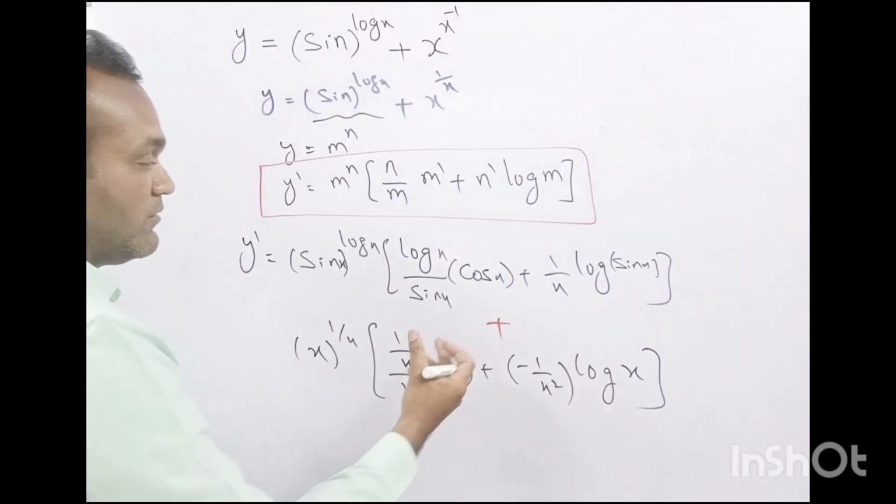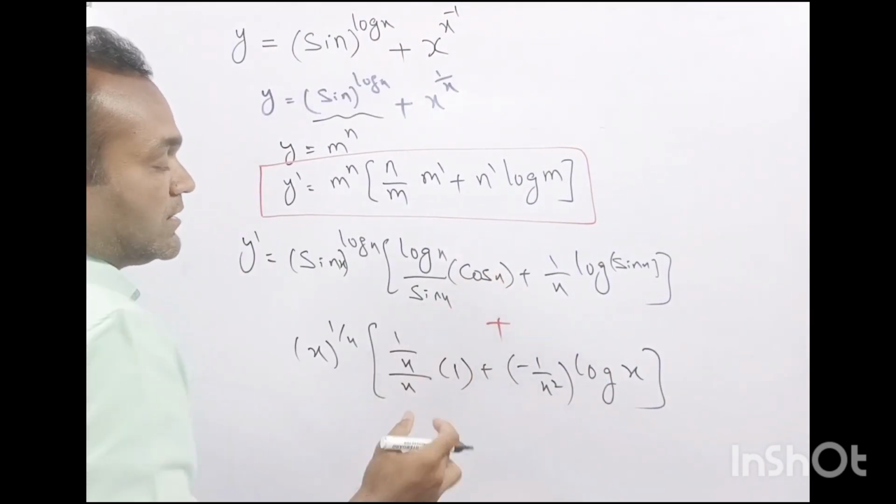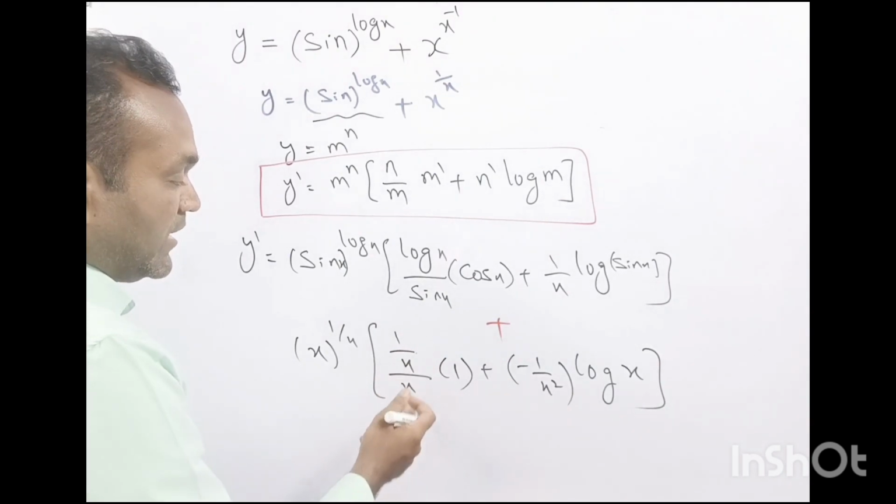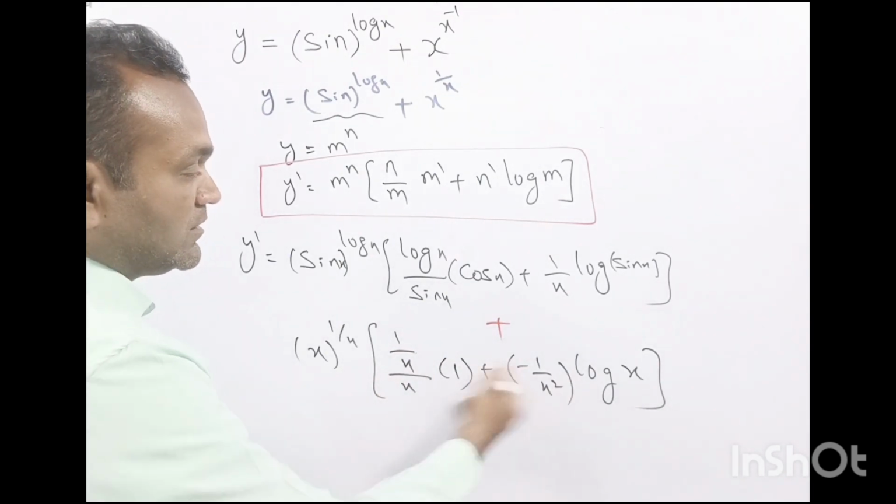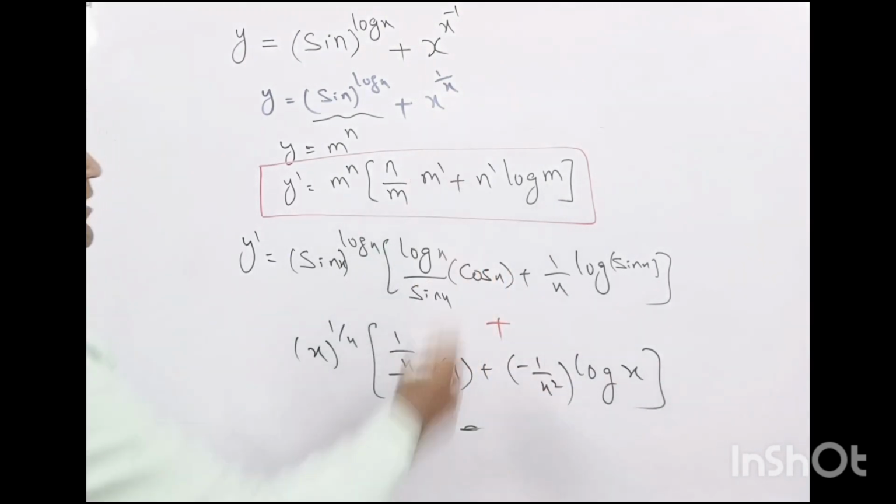You can simplify further, like cos x by sin x will be cot x, and 1 by x means it will be 1 by x square, and this you can simplify. This is the final solution.